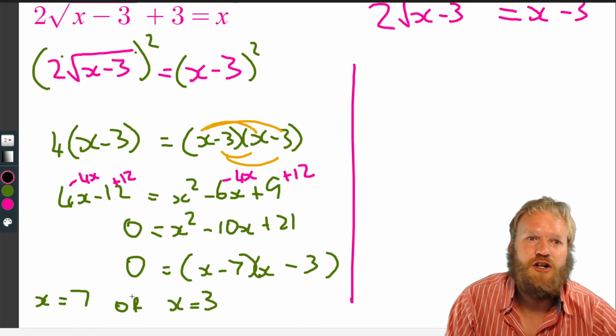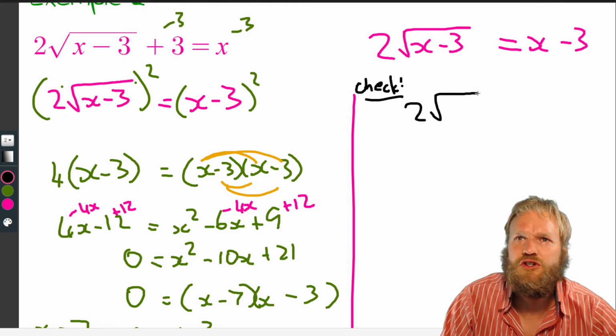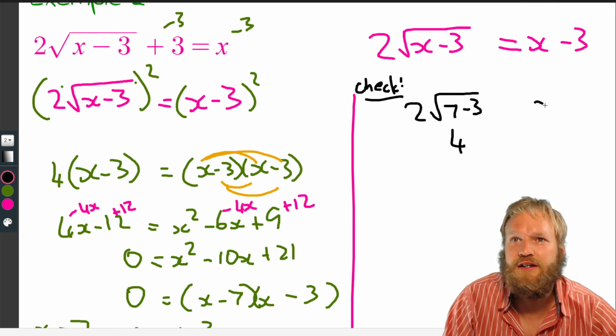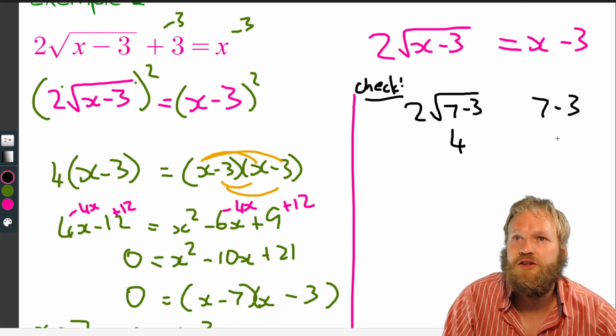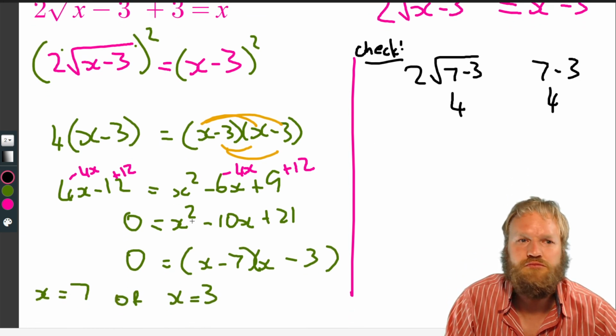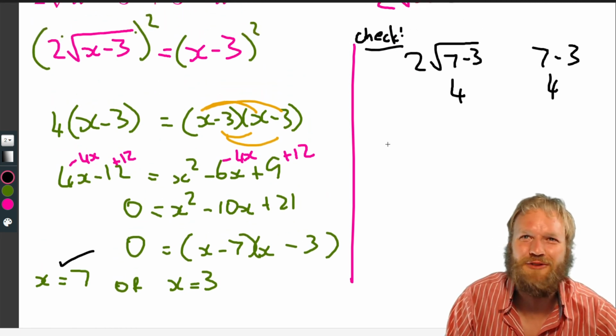So our first option was 7. So we're doing a check. So if x equals 7, 2 times the square root of 7 minus 3. 7 minus 3, 4. Square root of 4, 2. 2 times 2, 4. On the right hand side, x minus 3 is 7 minus 3. 4. 4 equals 4. Sweetness, it's working.